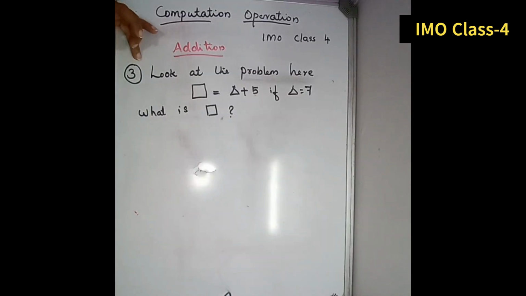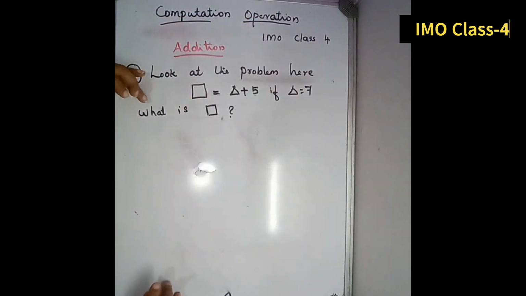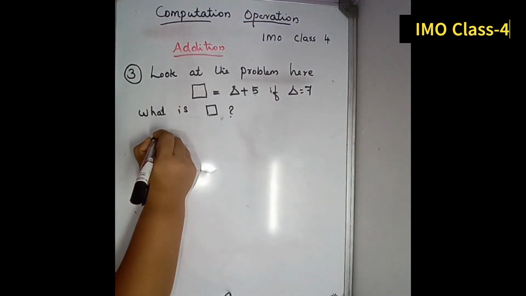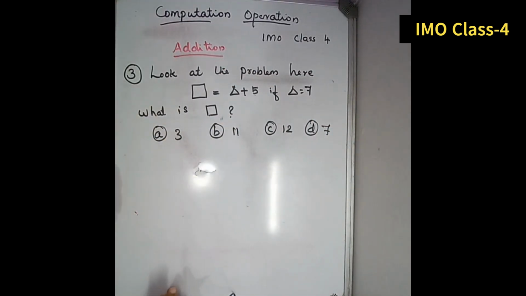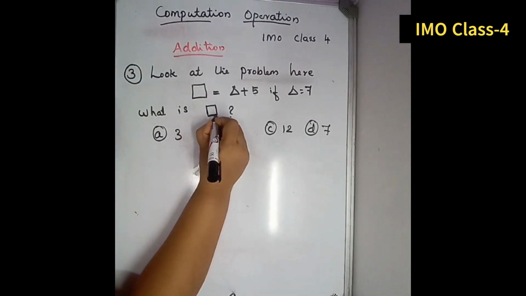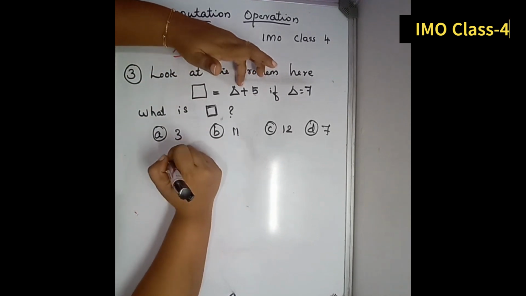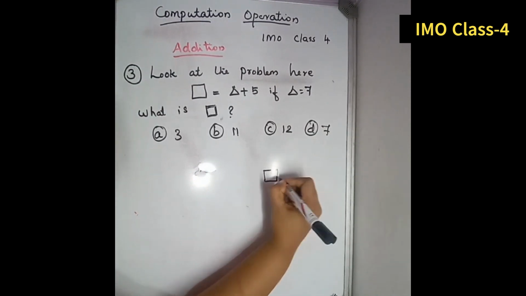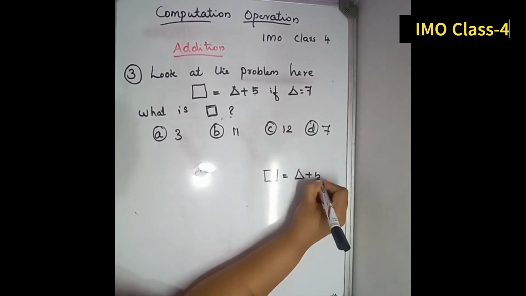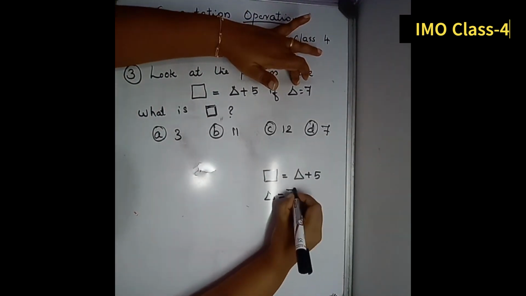Our third question is, look at the problem here. Square is equal to triangle plus 5, if triangle is equal to 7. What is square? Oh, I forgot to write the options. Here these 4 are our options. We have to find the value of this square. For finding this square, we have an equation, that is triangle plus 5 is equal to square. Okay, let's solve this question. Our equation is square is equal to triangle plus 5, and we have the value of triangle. What is the value of triangle? Triangle is equal to 7.